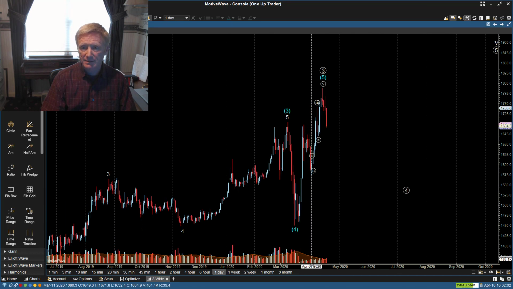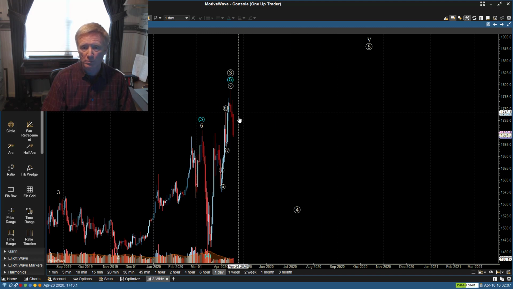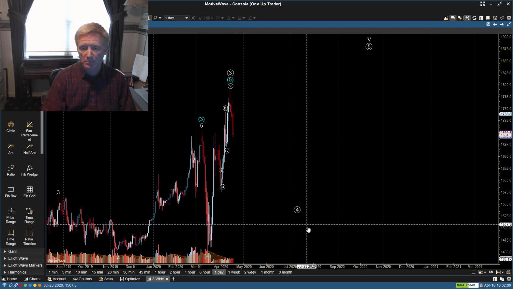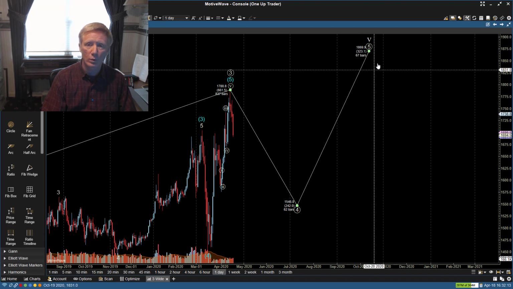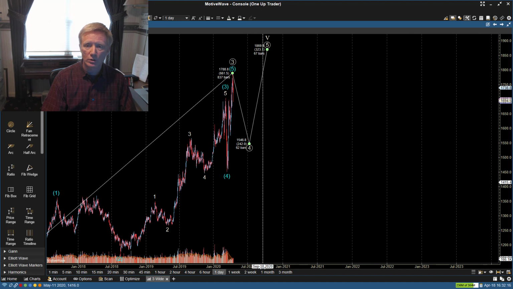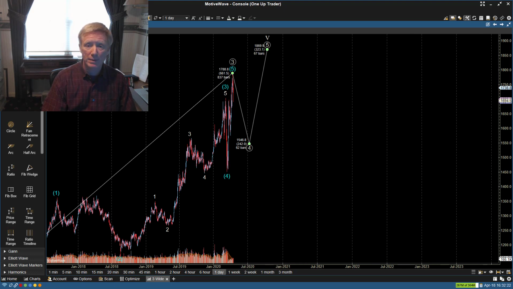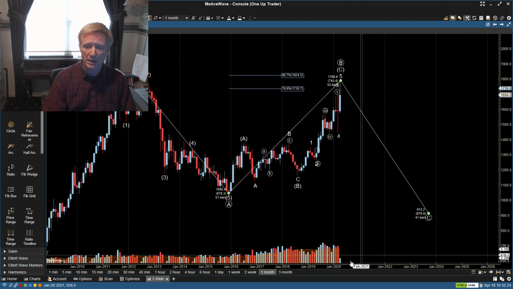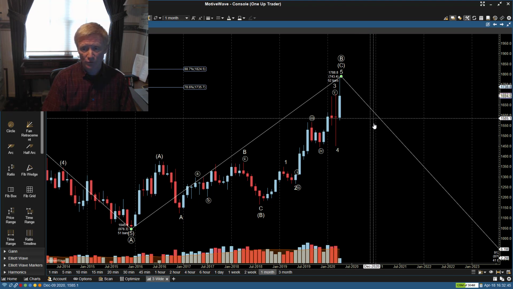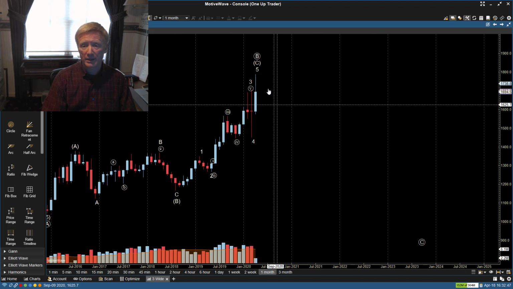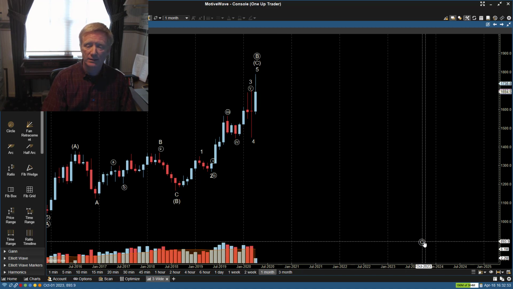So if that's the case, then we are looking for a pullback in wave 4, which may have already begun, and then on higher for wave 5. So this bullish count could be very bullish, and this bearish count could be very bearish. Either way, I'm expecting at least a little bit of a pullback, whether that's for wave 4 or we're beginning our 1, 2, 3, 4, 5 for the C wave down here.